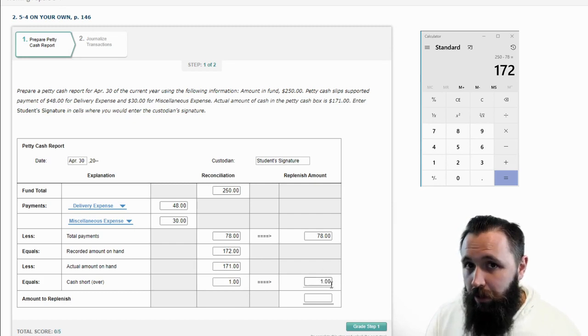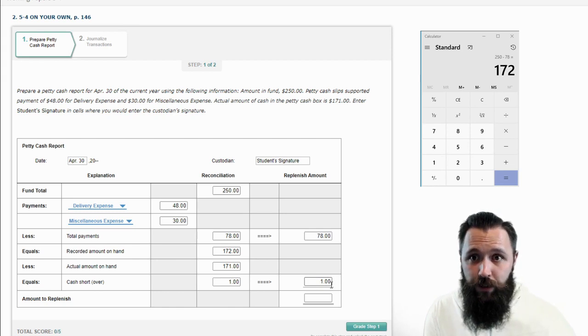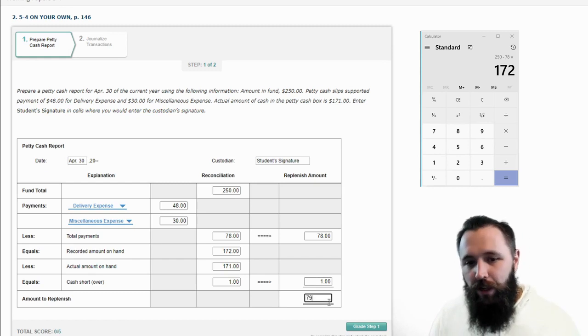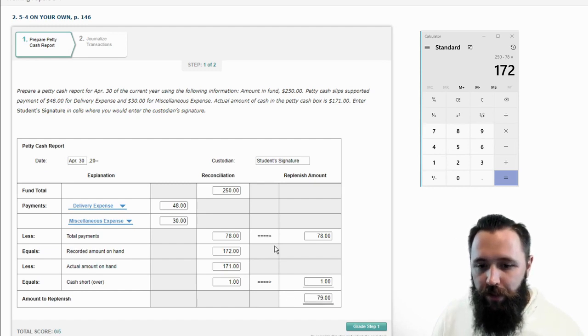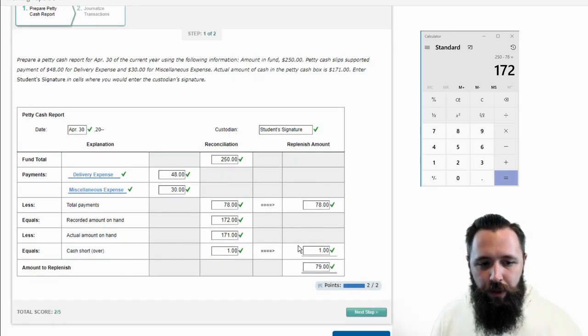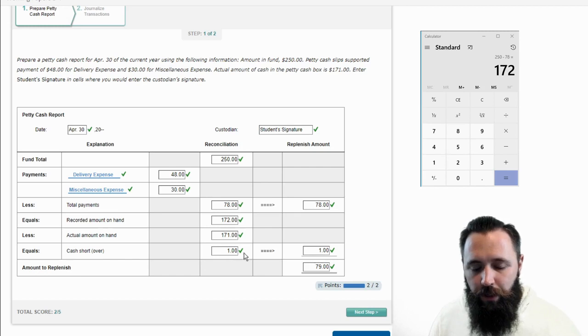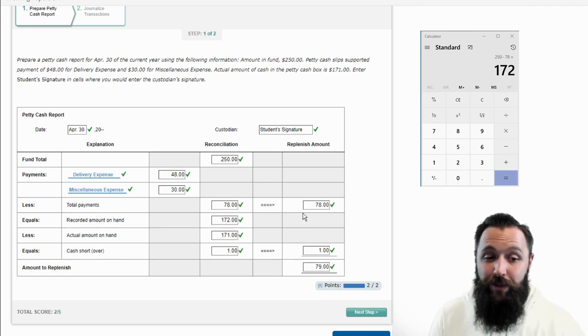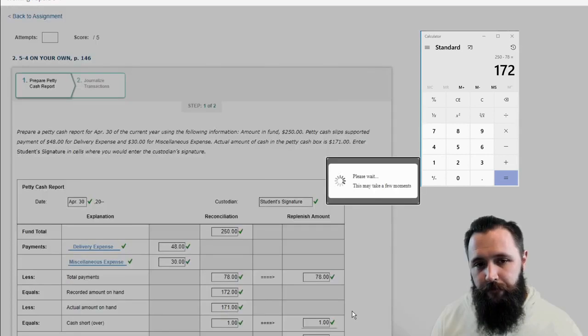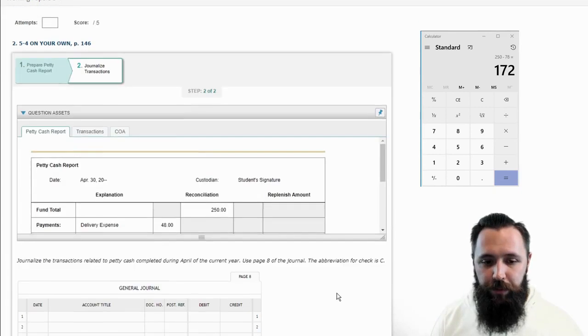So if we're short $1, do we need one more dollar to bring it to $250, or one less dollar? Well, if we're short, we need one more. So here, we now need $79 to bring our account back to $250. Let's grade step 1, and there we go. Now, if this was over, you would subtract that, because you'd have one additional dollar in there. So it'd be 78 minus 1, and it'd be $77 that you need to replenish that account. I think that'll come up in your application problem, to be honest.